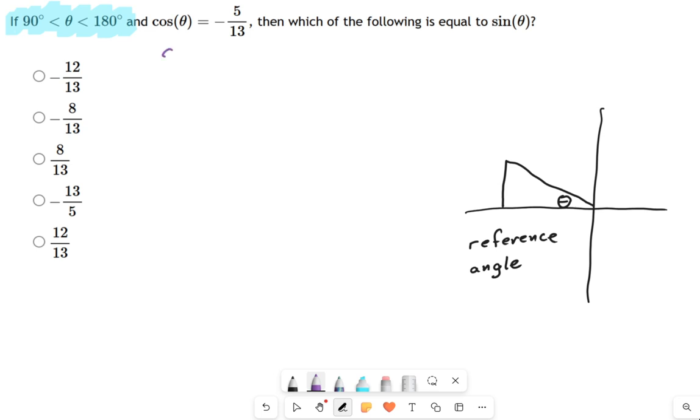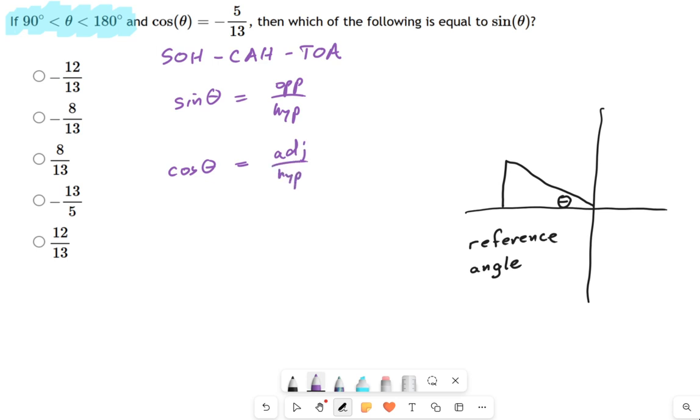And now I just want to remind you of SOHCAHTOA, which we can still use in this image, even though there's some silly stuff going on with that triangle. SOHCAHTOA says sine of theta equals opposite over hypotenuse. And cosine of theta, well, that equals adjacent over hypotenuse. Now, we got to switch which piece of information we're using here. If cosine equals -5 over 13, and that is my adjacent over hypotenuse, that tells me that hypotenuse is 13, and adjacent right here is -5.